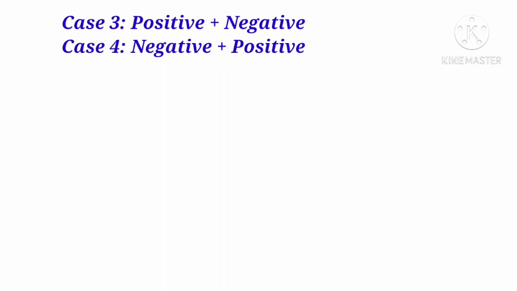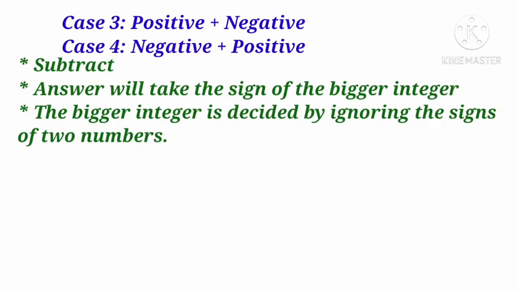Children, in case 3 and case 4 we use the same rule. Children, if you are given a positive integer and a negative integer, or a negative integer and a positive integer, we subtract. Here, the answer will take the sign of the bigger integer. Children, here, the bigger integer is decided by ignoring the signs of the two numbers. Let us understand it with examples.